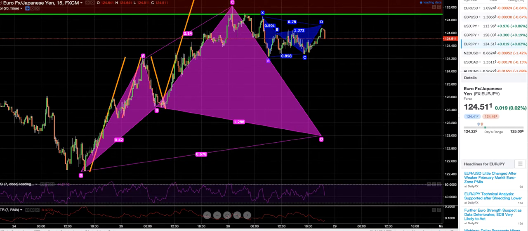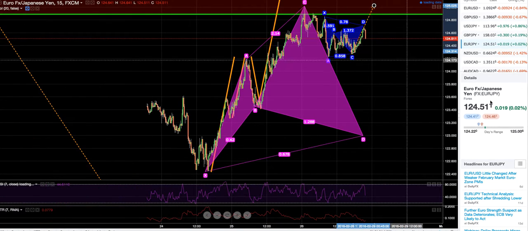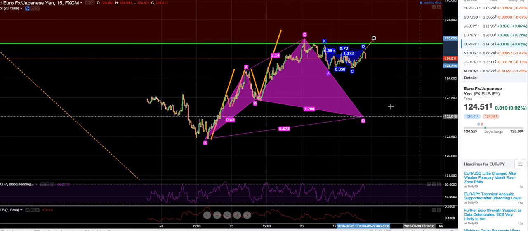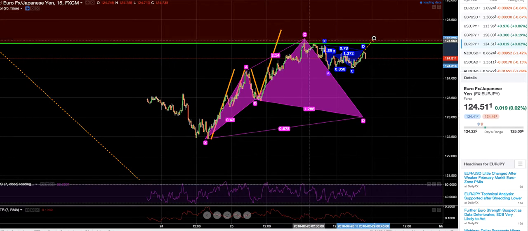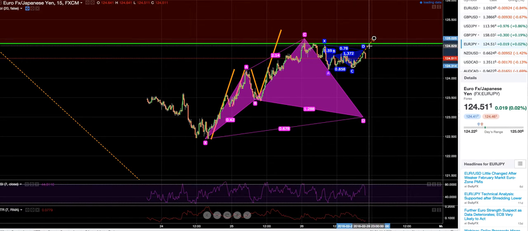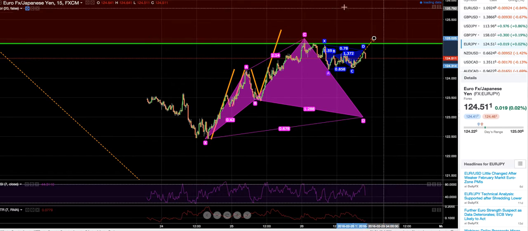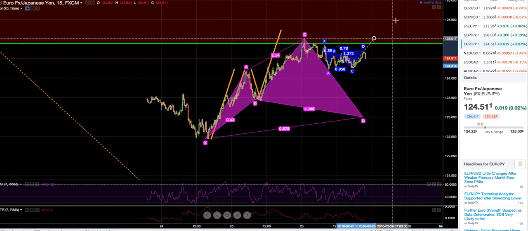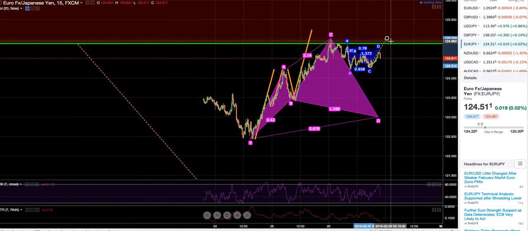as you can see, the level I drew in, that's the level I prefer. We've already hit that level and we've dropped a little bit, and the market is returning. If the market comes back into this level, you could possibly find some entries inside this level right here, right? So that's the euro yen.